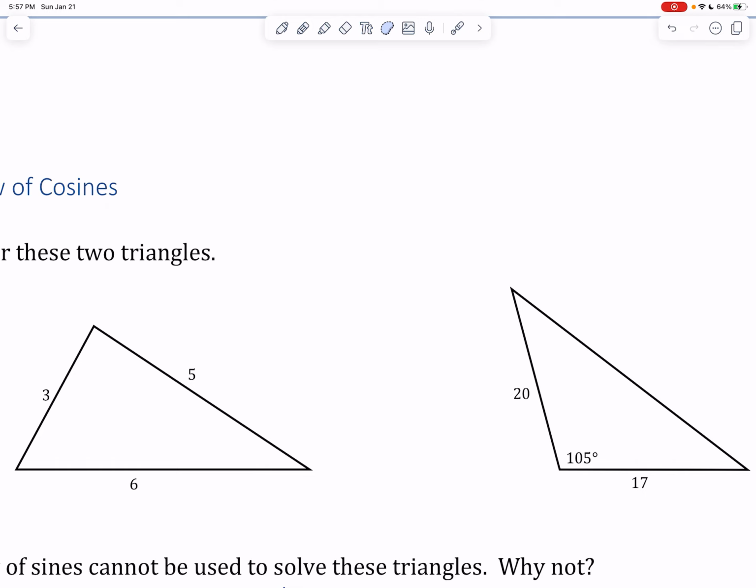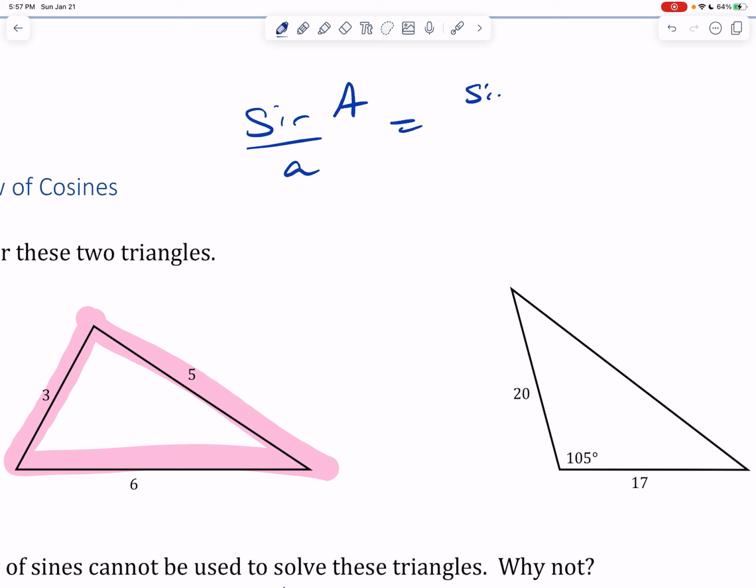As I imagine you've all been whispering to each other, there's no pairs of side and angle opposites. Right? In this first triangle, we don't have any angles at all. So if we're trying to plug things in to sine A over A equals sine B over B, well, there's two unknowns because we don't know any of the angles.